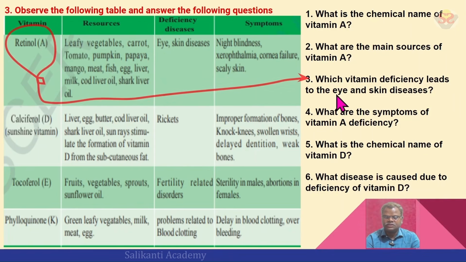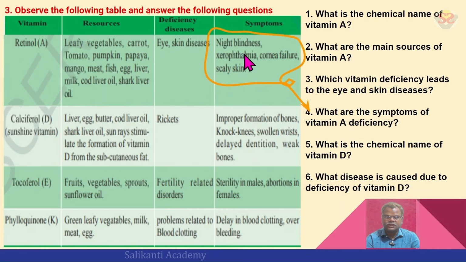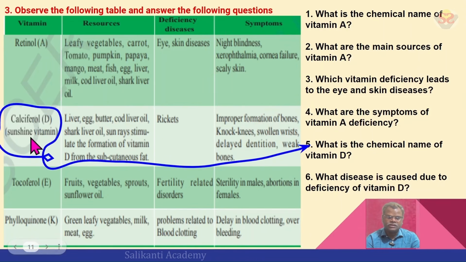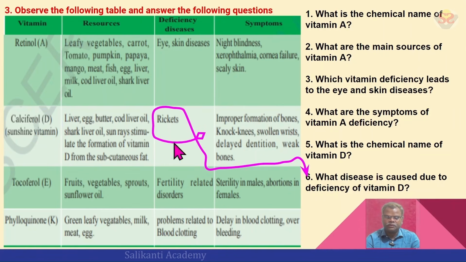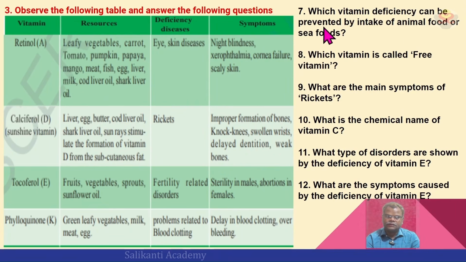Which vitamin deficiency leads to eye and skin diseases? Vitamin A. What are the symptoms of vitamin A deficiency? Night blindness, xerophthalmia, cornea failure, scaly skin. What is the chemical name of vitamin D? Calciferol, sunshine vitamin. What disease is caused due to deficiency of vitamin D? Rickets.